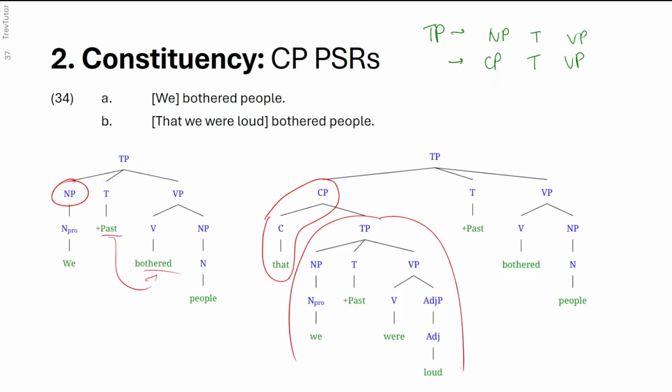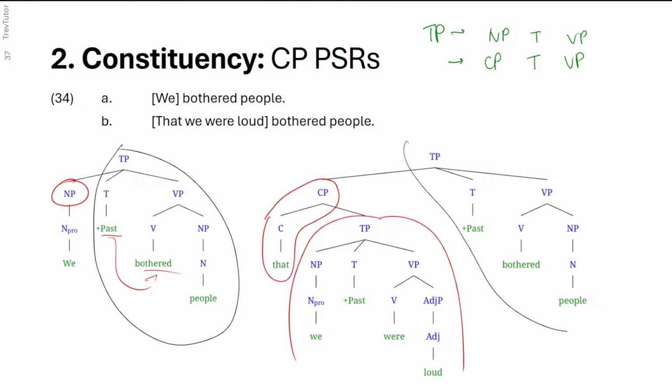If you can draw a TP for "we were loud" on its own, then you just take that tree and fit it right beside the complementizer. And then for the tense phrase, past, "bothered people," that's going to be exactly the same as in the other tree, because again, all we're doing is modifying the subject in this case.